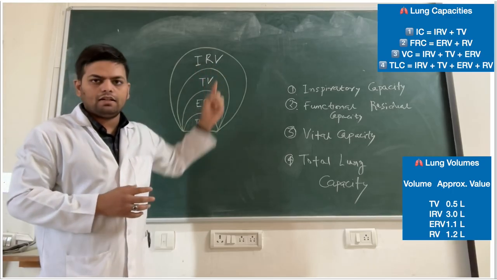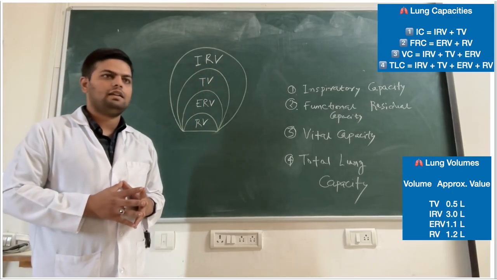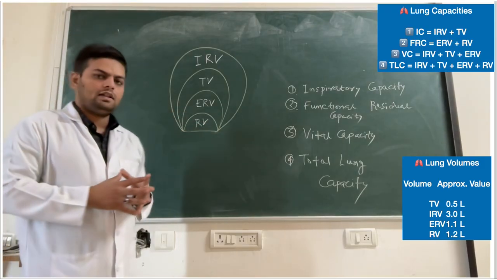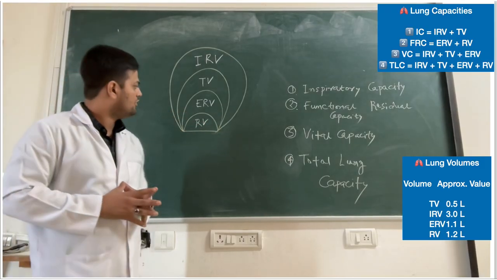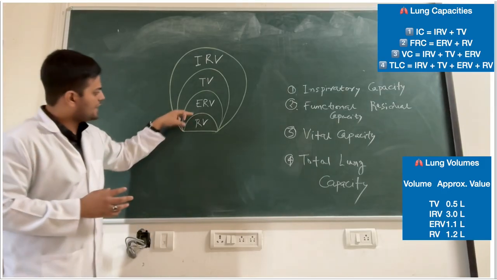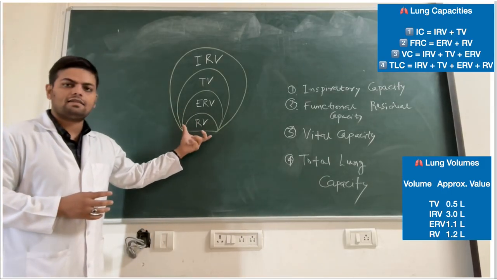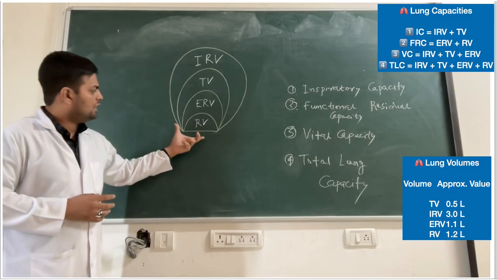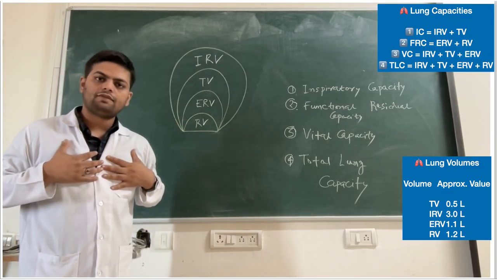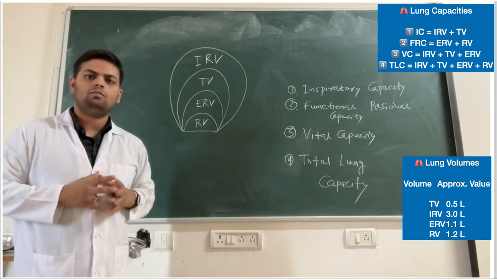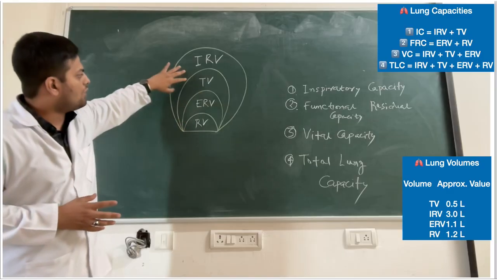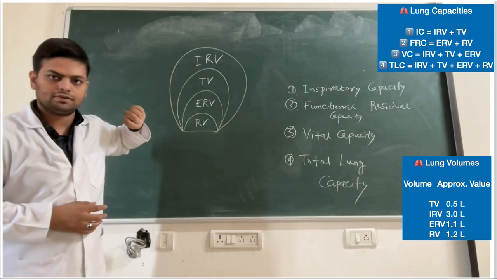Inspiratory reserve volume in a normal healthy adult male is around 3 liter. On the other hand, expiratory reserve volume in a normal healthy adult male will be around 1.1 liter. Below this expiratory reserve volume, this over here is residual volume. Residual volume is the air remaining in the lungs after the most forceful expiration. Okay, so this is all about the four different lung volumes.